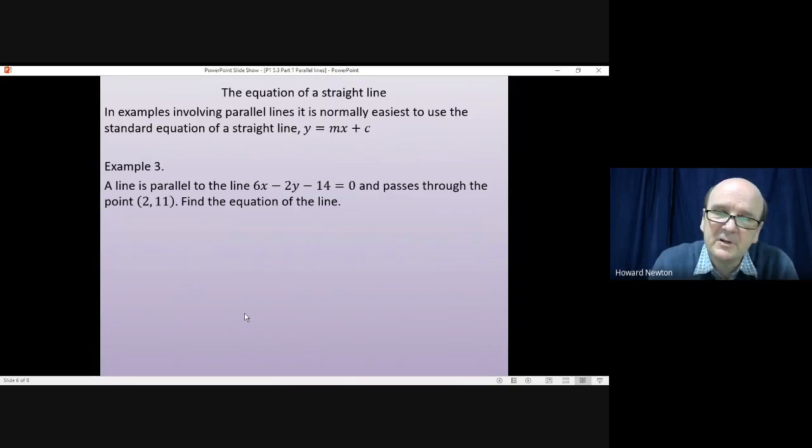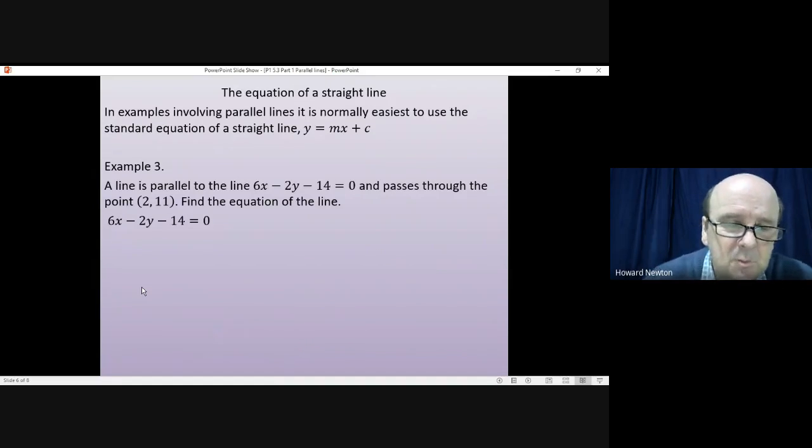Okay, let's have a look. I think probably the best way to get started is with the line that we do know about, 6x minus 2y minus 14 equals 0. And we'll rearrange that into the form y equals mx plus c. So moving the 2y to the other side would give us 2y is equal to 6x minus 14. Dividing by 2 would give us y equals 3x minus 7. So this line can be rearranged to give y equals 3x minus 7.